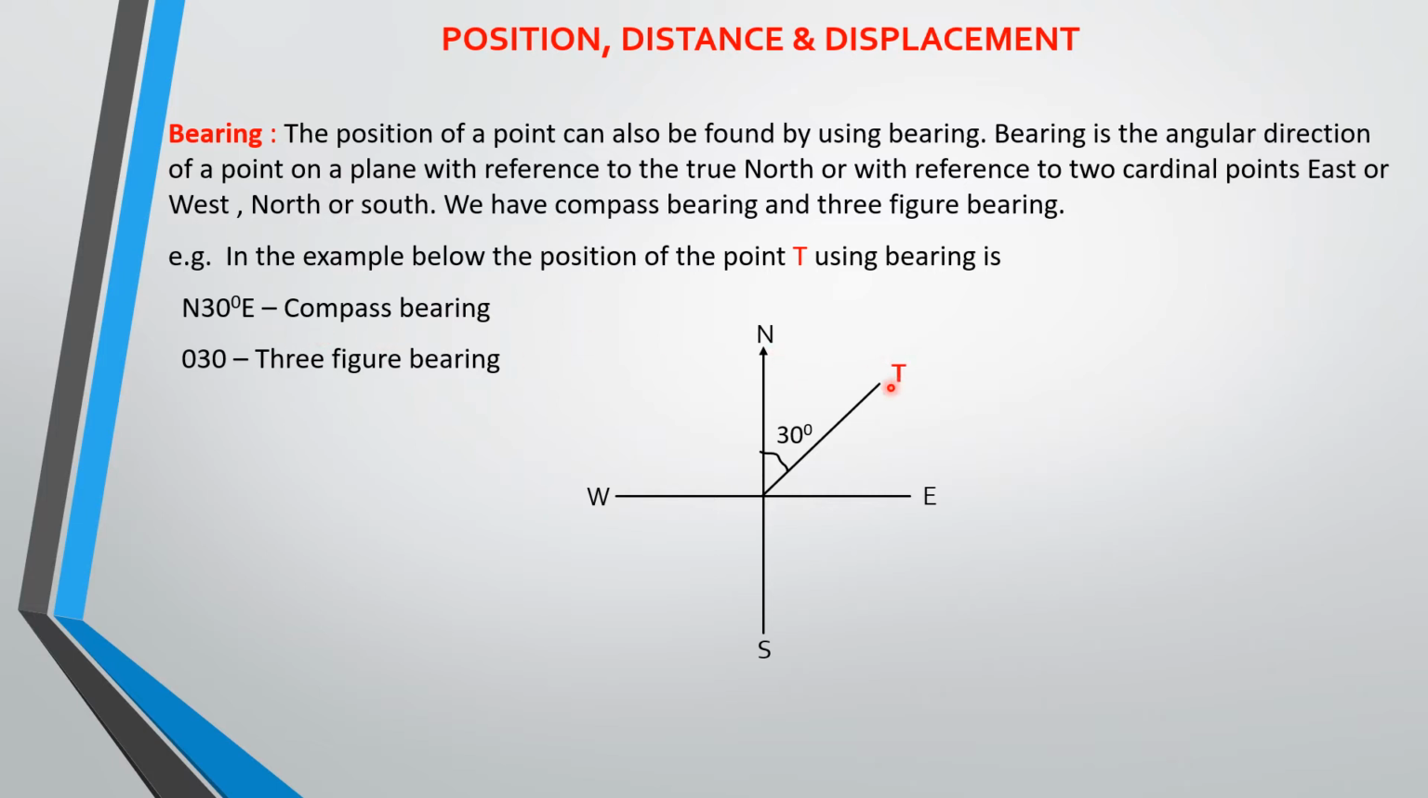Or you can write it as 030. This is 3-figure bearing, because you measure your bearing from the north. So if you put your protractor here, you can use it to measure the bearing, or measure this angle from the true north. So you can locate the position of a point using the plane Cartesian or a bearing.